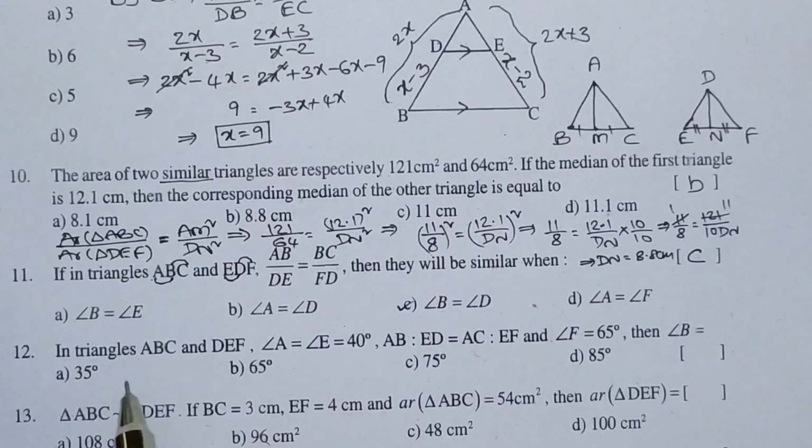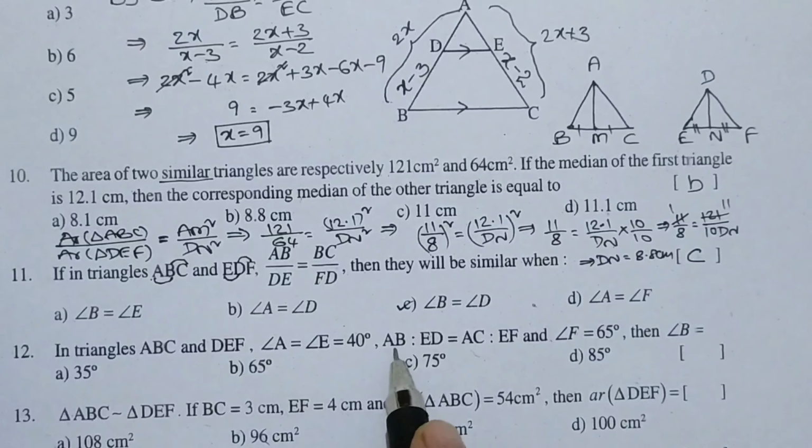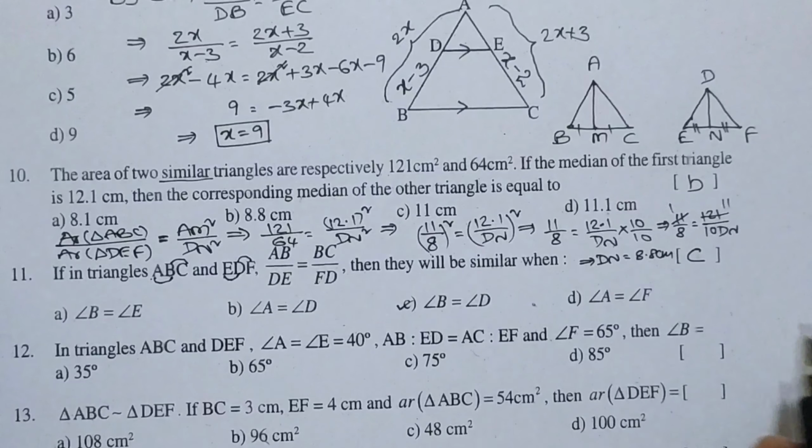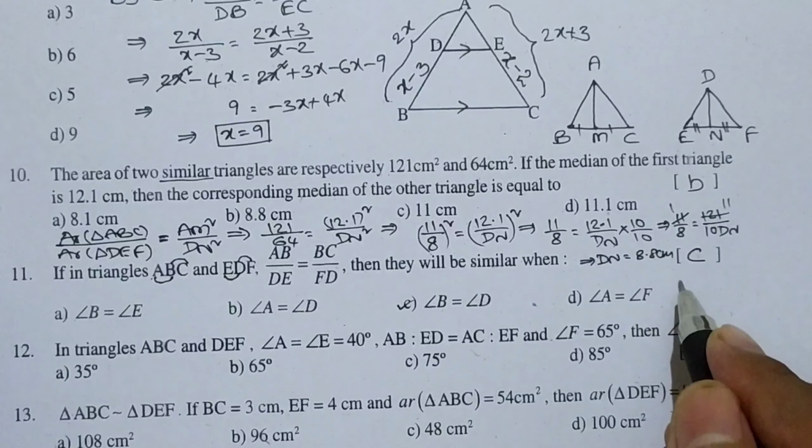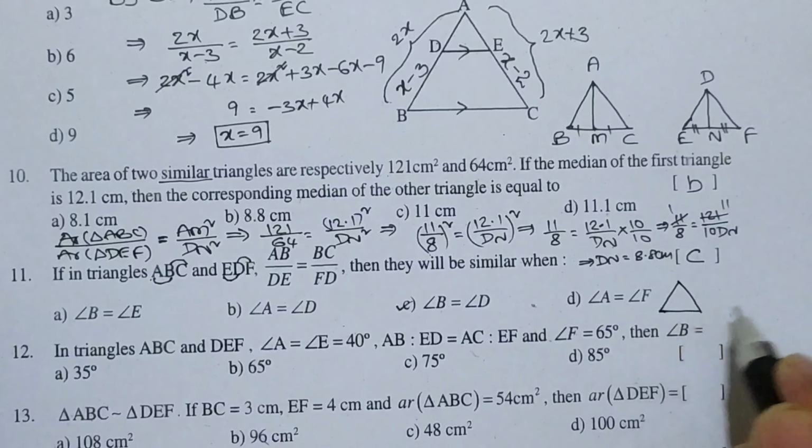Now we see question number 12. In triangles ABC and DEF, angle A and angle E both are 40 degrees. AB by ED and AC by EF, both are equal, meaning the ratios are equal, and angle F is 65, then angle B is. So here let us draw a small rough diagram for this. I am drawing here ABC and then DEF.